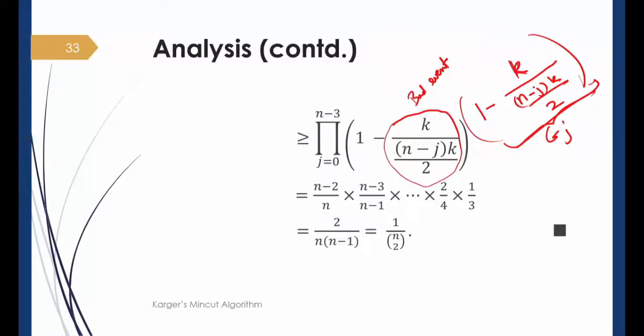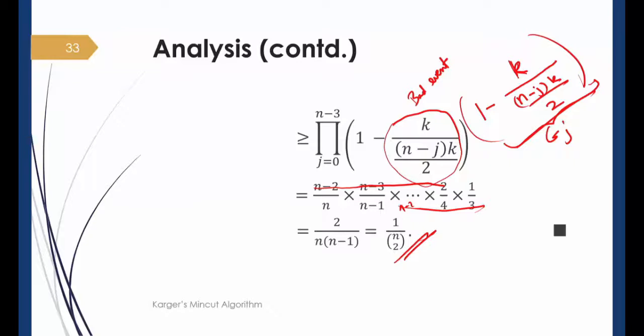We will be left with, so all these terms up to 2 will get cancelled, and all these terms up to 3 will get cancelled. So, there will be an n minus 2 over here. Starting from that, you will have cancellations. So, we are left with 2 over n times n minus 1, which is nothing but 1 over n choose 2 as we required. And so, this completes the proof of our lemma.